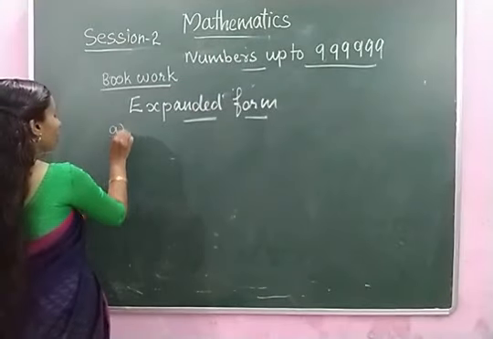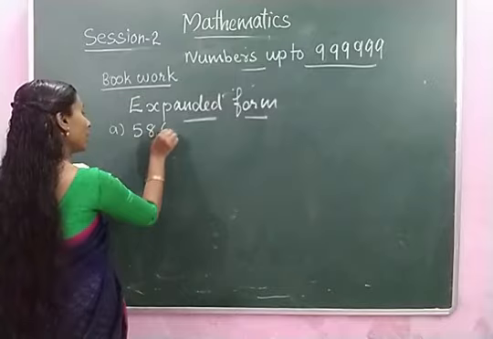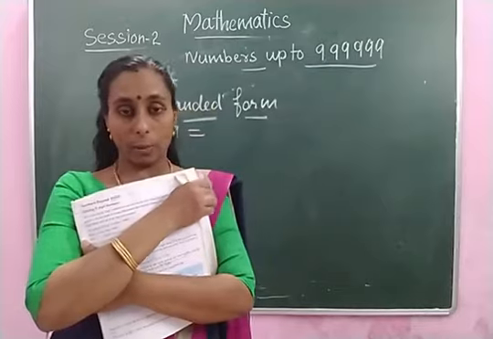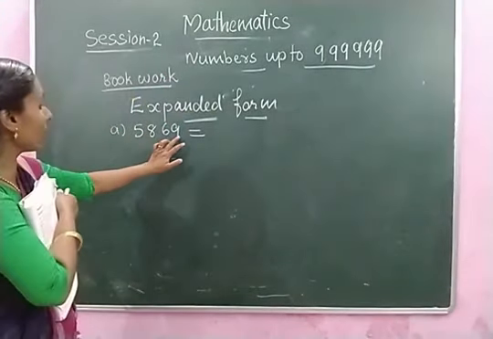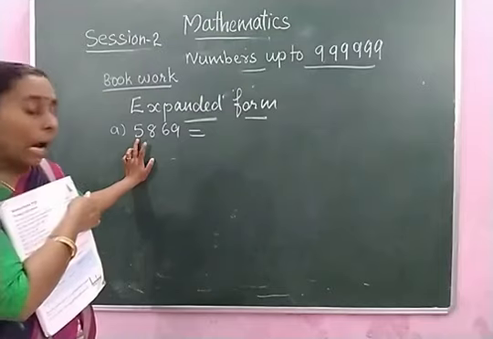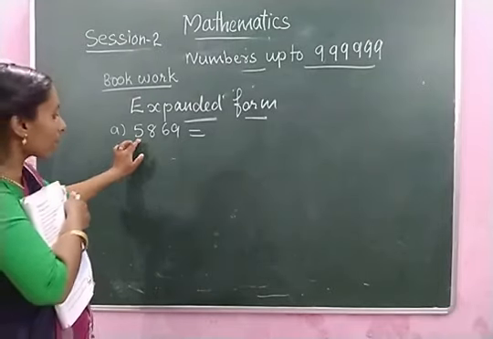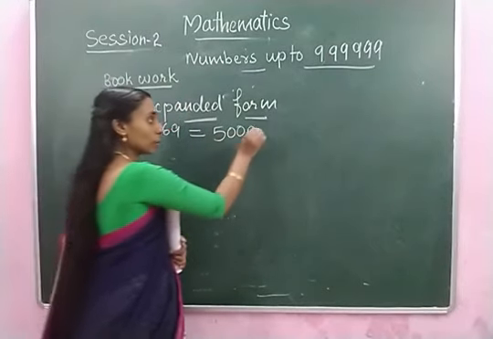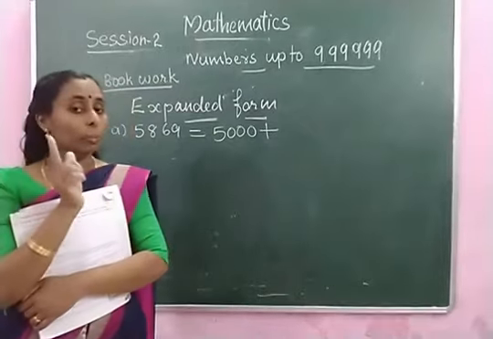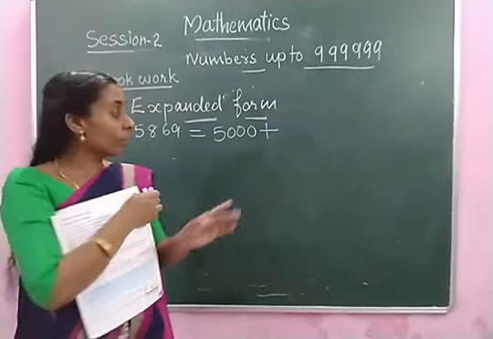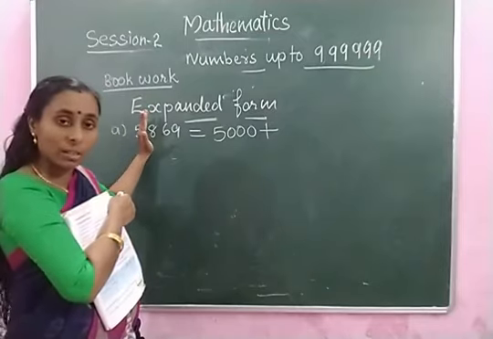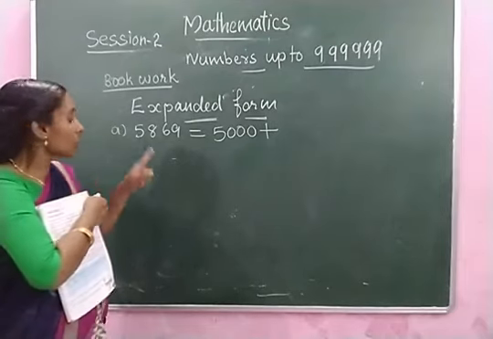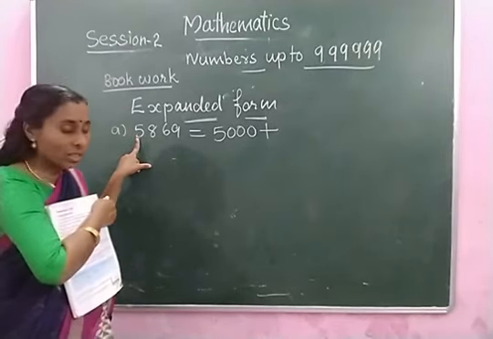Here question number 1, 5,869. In expanded form we always start from the highest place value. Here the highest place is 1,000. How many thousands are here? 5,000. So we write here 5,000. Then put a plus symbol. Don't forget to put the plus symbol. To write expanded form, first you have to write the highest place. So the value at the thousands place is 5,000 here.